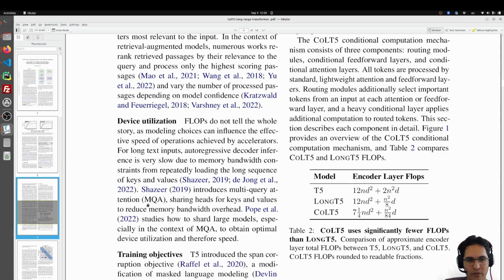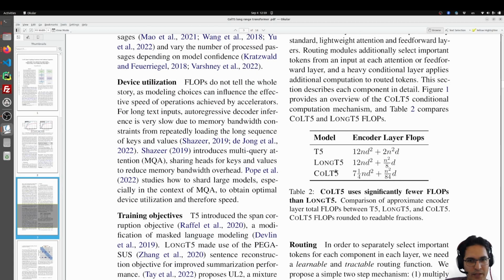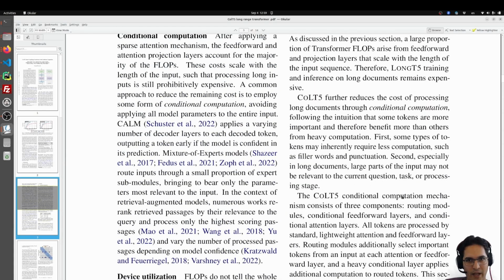Multi-query attention, we will see in this video or the next video. I don't want to make this video longer. Maybe in the next video when we implement some code for ColT5, we will see there are some libraries implementing multi-query attention. It's sharing a head for keys and values to reduce memory bandwidth overhead. At the end, they are comparing these three: T5, LongT5, and ColT5. And ColT5 is less computationally heavy because of the routing system that we have here.